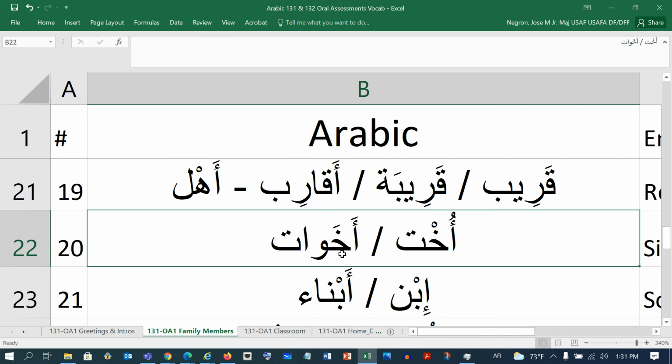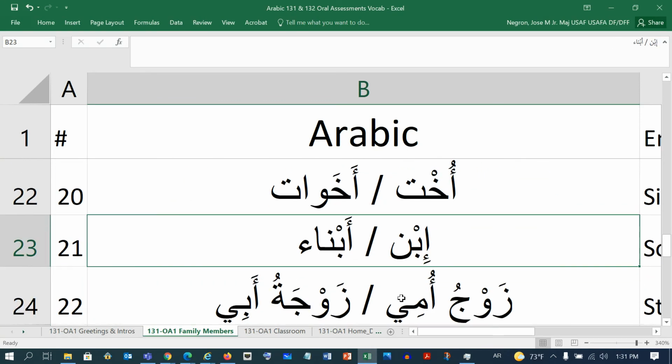sisters is akhawat. These are only female group only. Akhawati, my sisters.